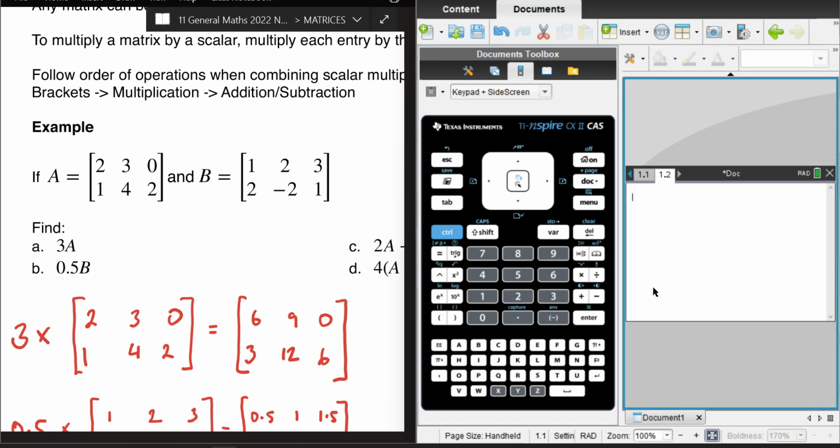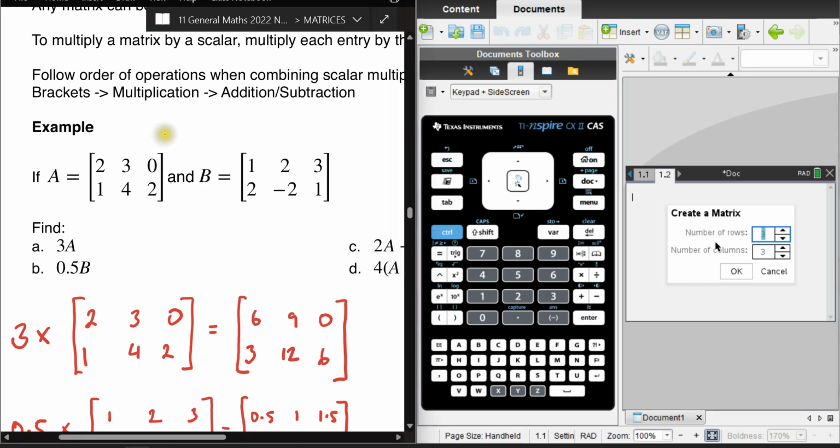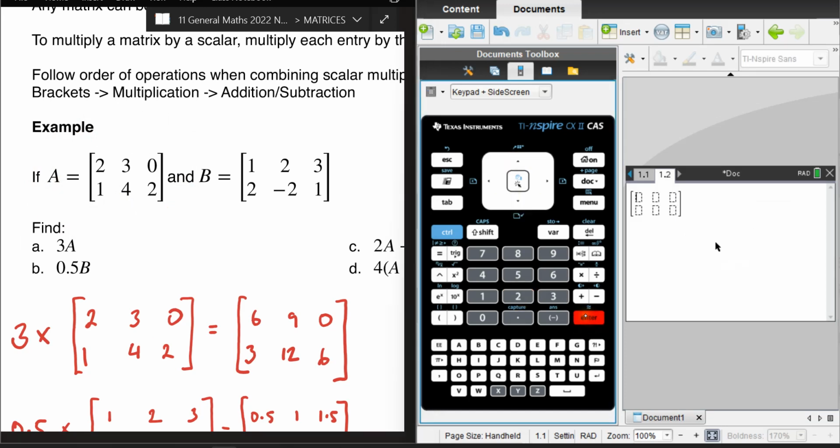Does anyone remember how to put a matrix into a calculator? Yep, tell me. It's the button next to the book, which is this guy. So this button here. Then you've got 4 types that you can choose from. There's a 2x2, a row matrix, a column matrix, and this is our custom one. There you can state how many rows and columns you want. For matrix A, it's a 2x3. So let's make rows 2, number of columns 3, and then just press enter.